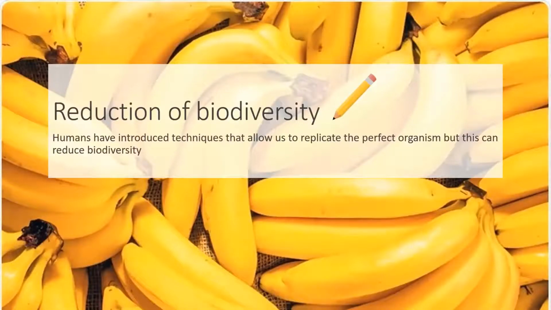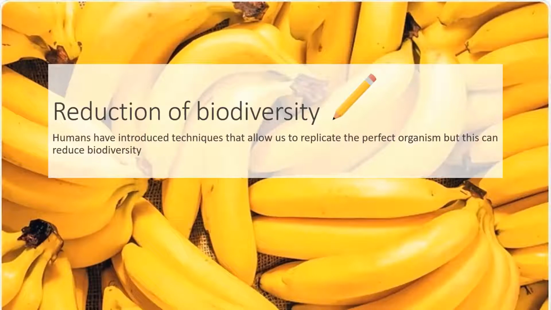We should already have this written down from last lesson, but you don't want a bunch of bananas that are all 100% identical, because there are issues with that. We're going to talk about what those issues are very shortly. We have made some really good ways to replicate the perfect organism. That's a bit of a weird word, but I'm going to use it. But this can reduce biodiversity.